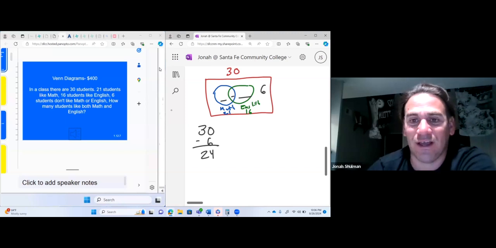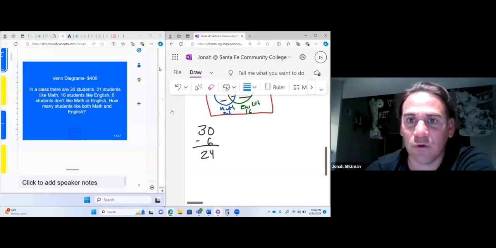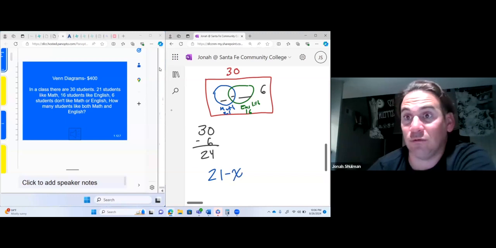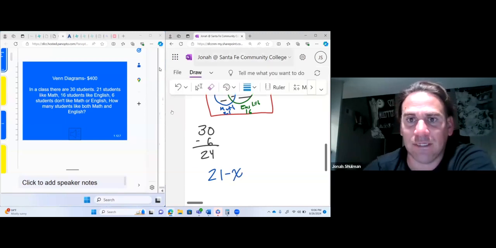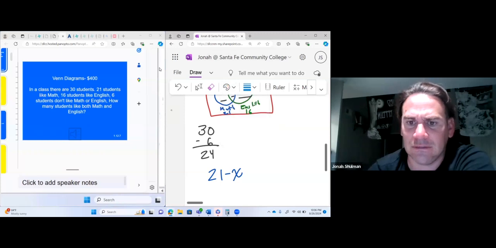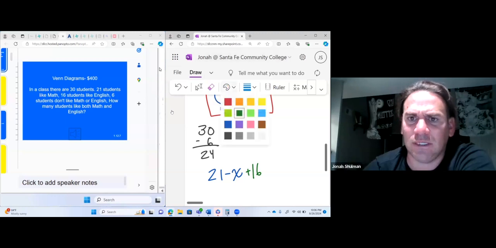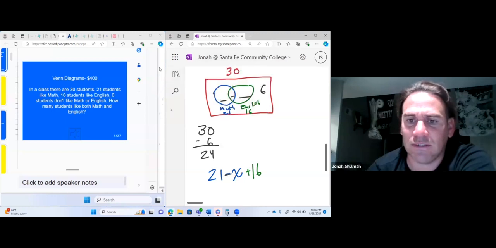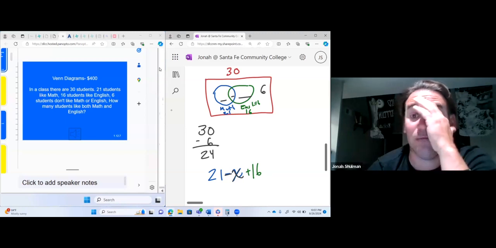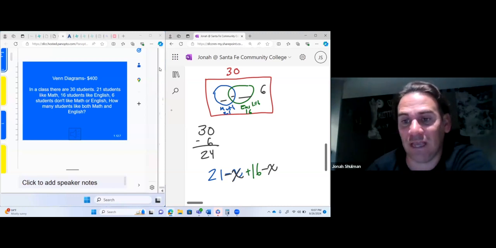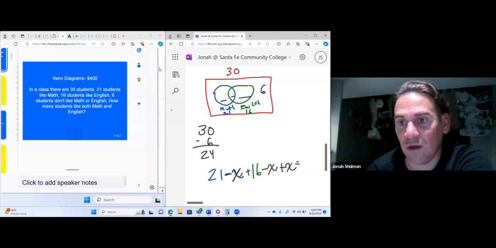However, if I take this 21 in total, my blue 21, and I minus some number, because we don't know what it is, I'll just make this one X. So minus X. And then I take my green 16, and I have to take out the same from this 16. And whatever I take out from both of these, I have to add it back in, because that's what we're double counting. It should equal my total of a whopping 24.